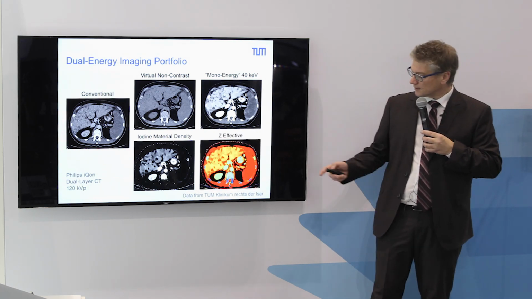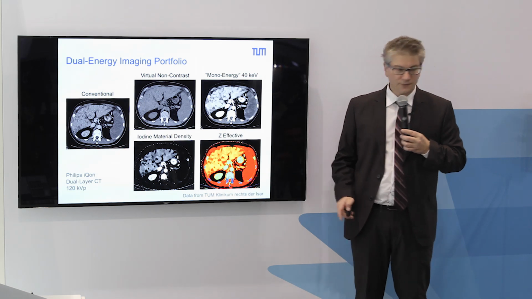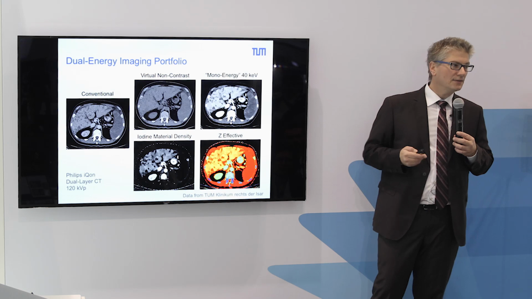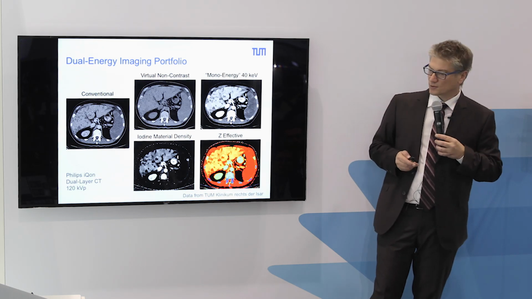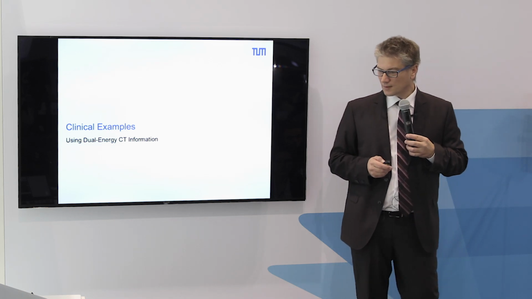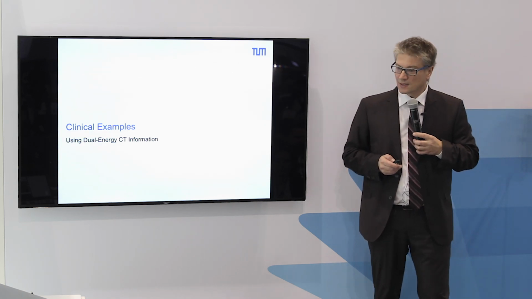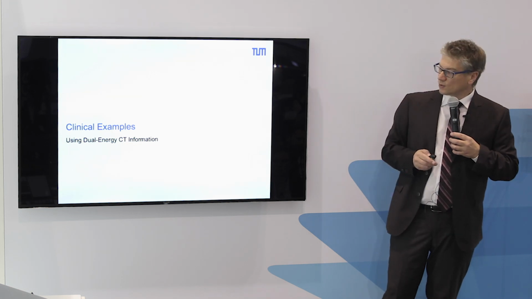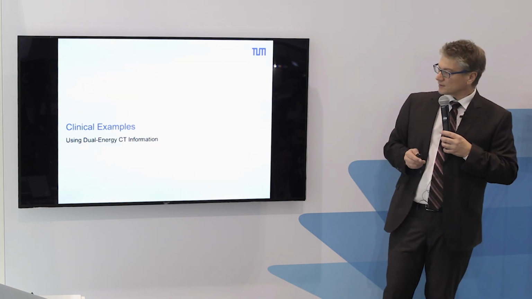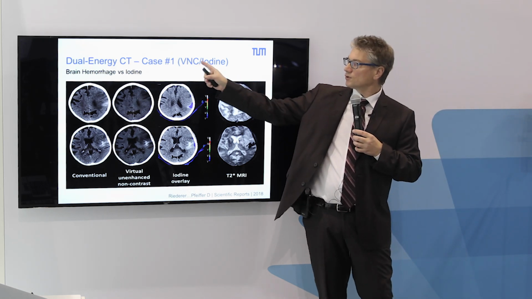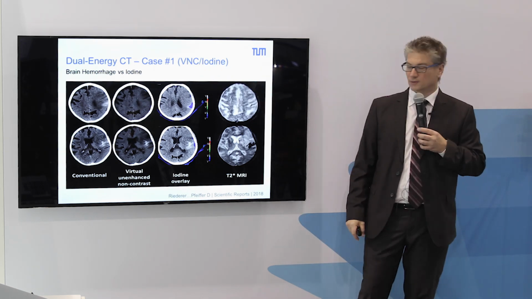And the last thing that is in use quite often is the C effective. So this is essentially the ratio of photo and Compton and is the effective atomic number that you observe in this pixel. Okay, a few clinical examples. I brought 7, I think, today here. Using dual energy, state of the art today, we have later more for the future photon counting, but one basic thing is a case that uses now this virtual non-contrast and iodine separation.